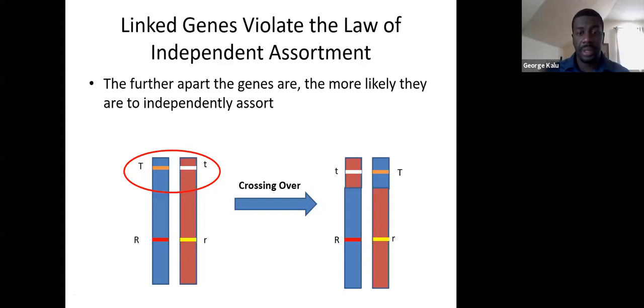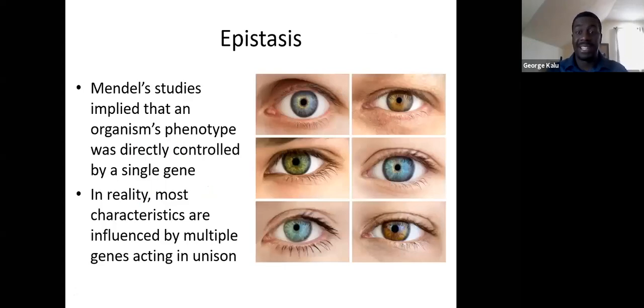Okay. All right, so the last topic I want to bring up to you, which is kind of interesting, is called epistasis. I'll get to epistasis in a little bit, but one of the things that Mendel was analyzing when he was first looking at genetics is that he kind of made the assumption that every phenotype was controlled by a single gene. And for some situations, that's the case, but in most characteristics, it's actually multiple genes all working together in unison to give you your particular trait.